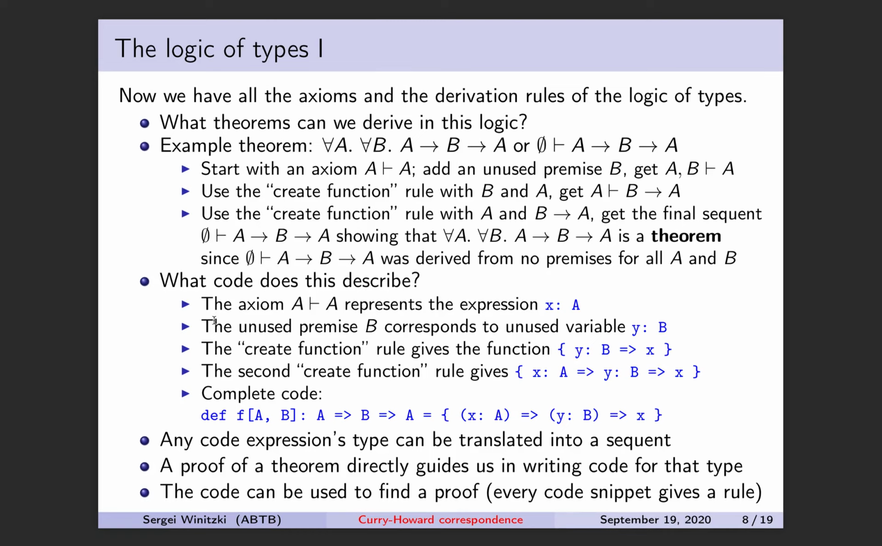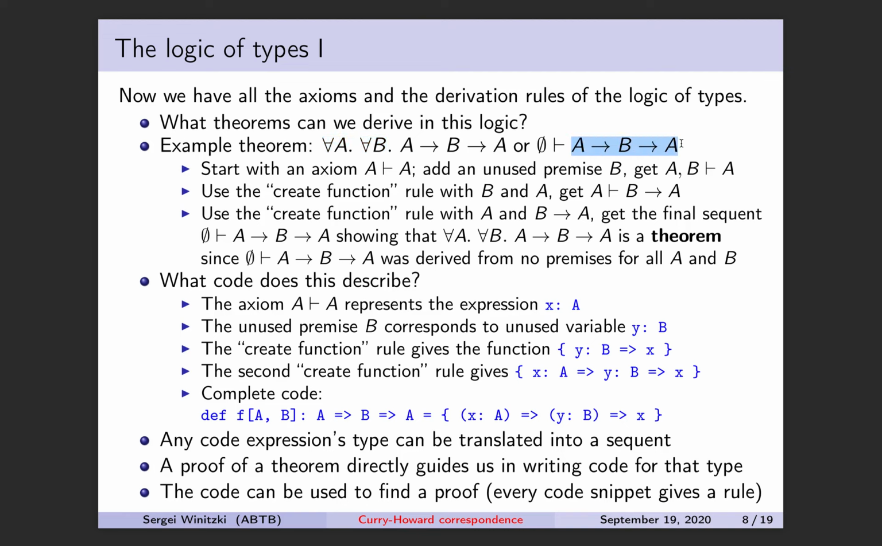So here's an example theorem. For all A and for all B, A to B to A. Now, in logic, we write a sequent. From no premises follows A to B to A. We do not write this for all A for all B. We just keep it in mind that all the type variables here are always universally quantified outside of the expression, outside of the sequent. How do we prove this theorem?